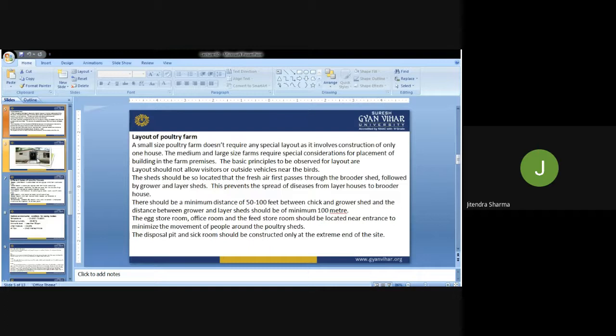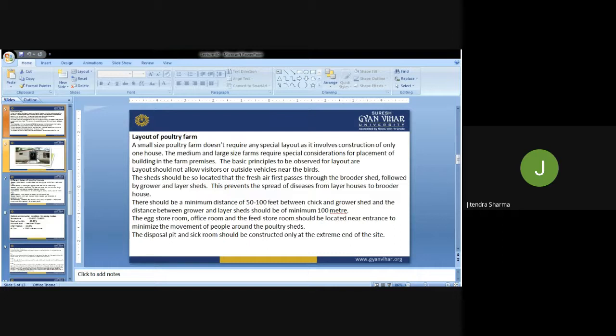So there should be a minimum distance of 50 to 100 feet between chick and grower sheds, which we have already discussed. The agro storeroom, office room, and the feed store should be located near the entrance to minimize the movement of people around the poultry shed. We have to build the administrative construction in such a way that unnecessary movement of people is avoided, because we have to build all these things nearby the entrance.